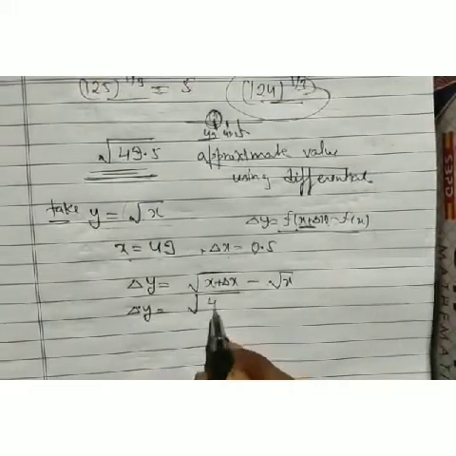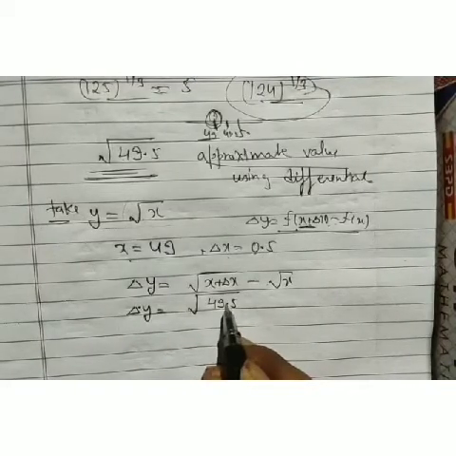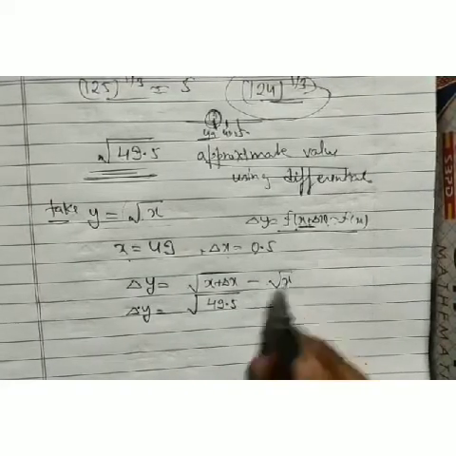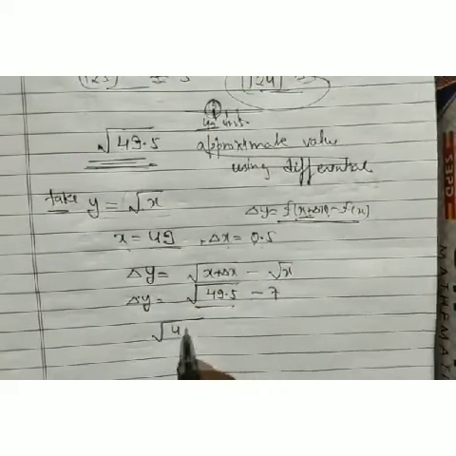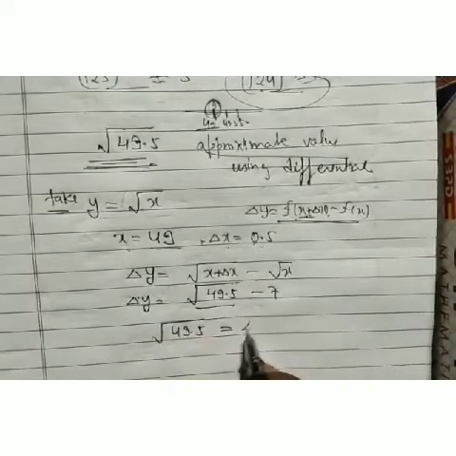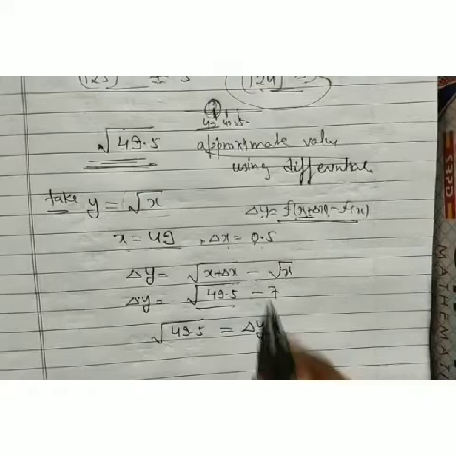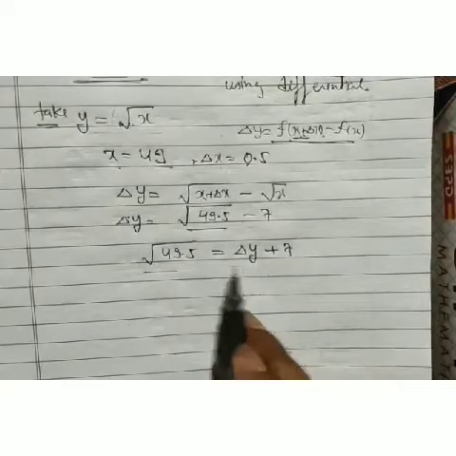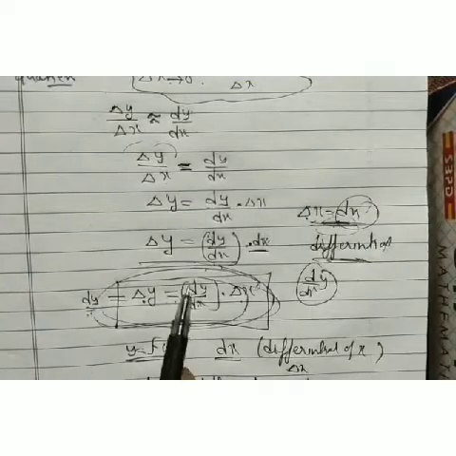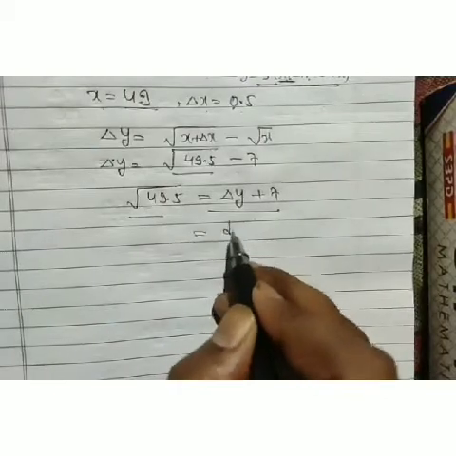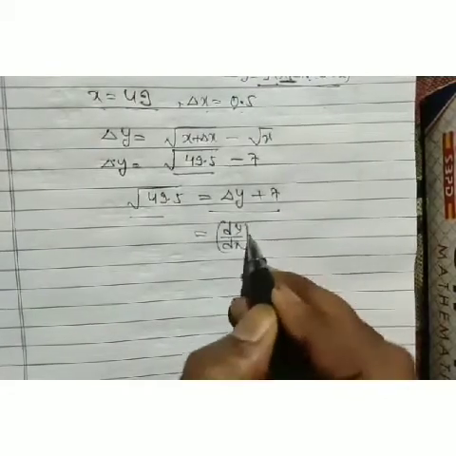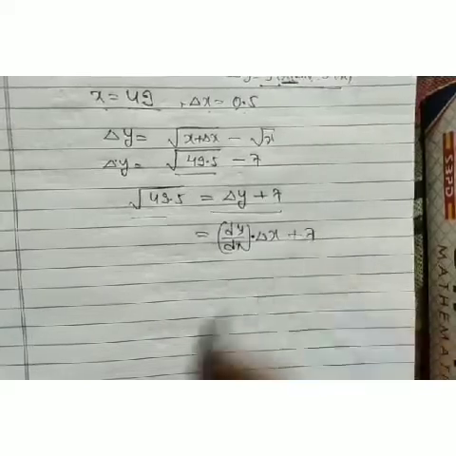Sorry, it is 49.5, and the value of x is 49. The root of x is 7. Now to get the value of square root of 49.5, it's delta y plus 7. And what is our delta y? To get root 49.5, we need delta y plus 7. The differential of y is given by dy/dx into delta x. So delta y is the derivative of y into the differential of x, plus 7.